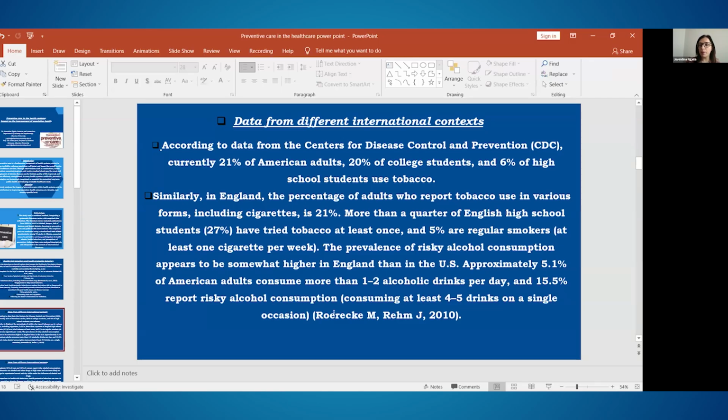In England, the percentage of adults who report using tobacco, including cigarettes, is 21%.